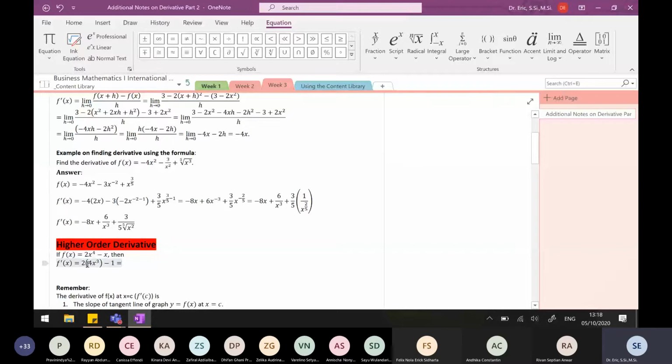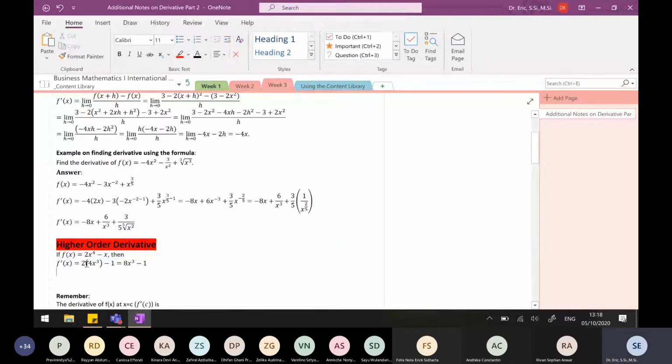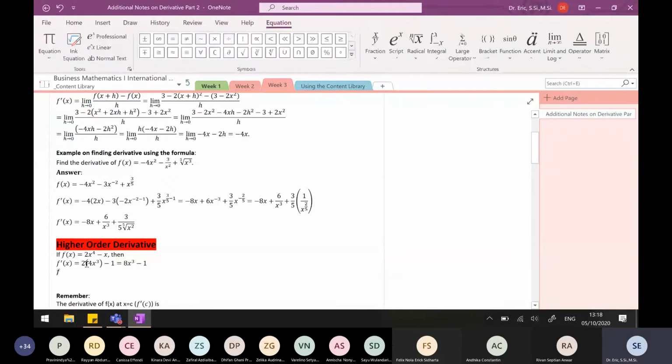What is the derivative? From the sign first, plus times plus is plus, and then the number 2 times 4 is 8, x cubed minus 1. Okay, yeah? And I can find higher derivative. What do you mean? I can find the derivative of the first derivative. The derivative of the first derivative is given by the second derivative.